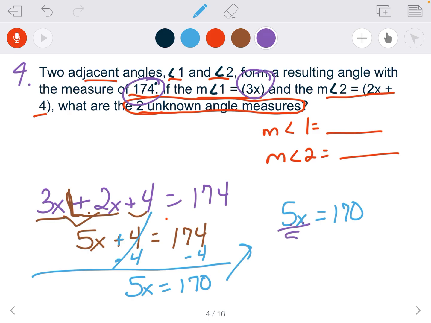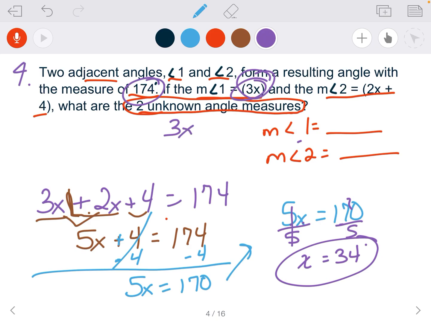To get x by itself, how do I undo 5 times x? You divide, the opposite. These cancel out, leaving me x. And then 170 divided by 5. 5 goes into 17 3 times, 2 left over, so 34 degrees. That is my x. That is not the measure of angle 1. The measure of angle 1 is 3x. So I plug in the 34 that I just solved.